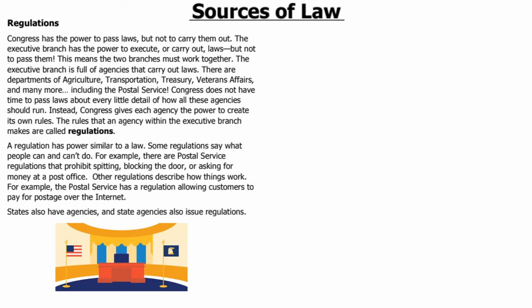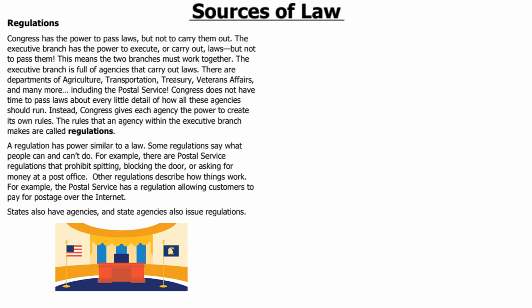Regulations. Congress has the power to pass laws, but not to carry them out. The executive branch has the power to execute or carry out laws, but not to pass them. This means the two branches must work together. The executive branch is full of agencies that carry out laws. There are departments of agriculture, transportation, treasury, veterans affairs, and many more, including the Postal Service.